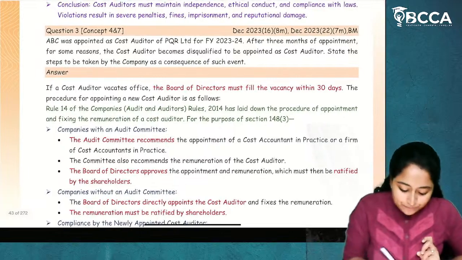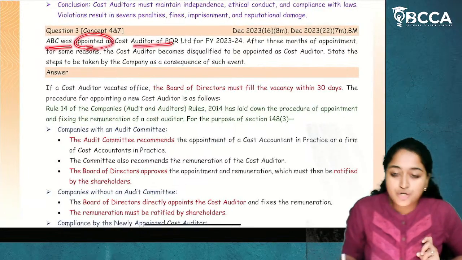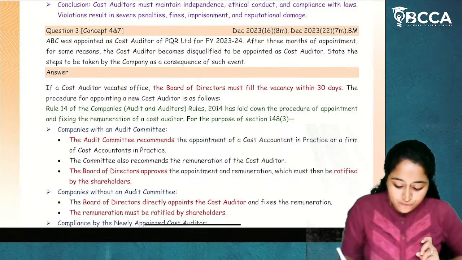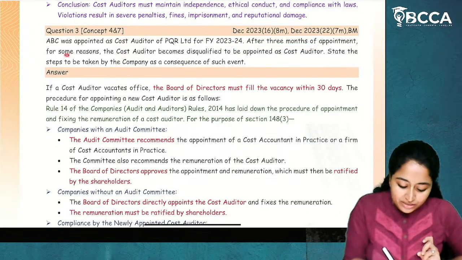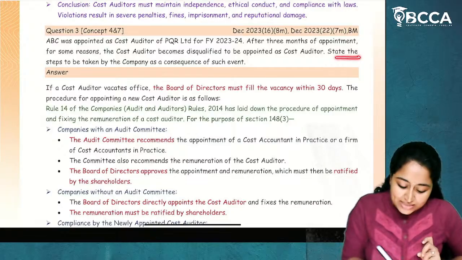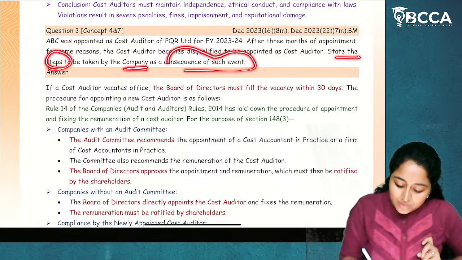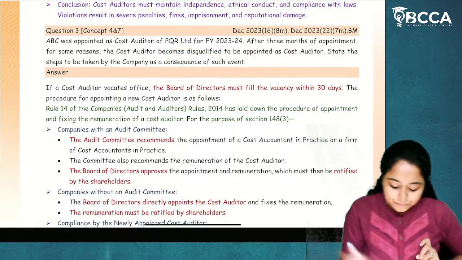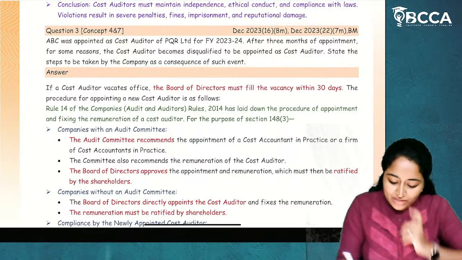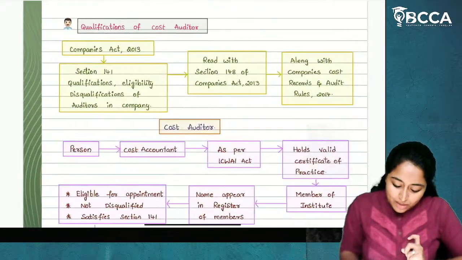Now, what is the question? ABC was appointed as a cost auditor of MQR Limited for the financial year 2023-24. After 3 months of appointment, for some reason, the cost auditor becomes disqualified to be appointed as a cost auditor. State the steps to be taken by the company as a consequence of such event. So, this is given as the appointment, and we have to discuss it under concept number 4.